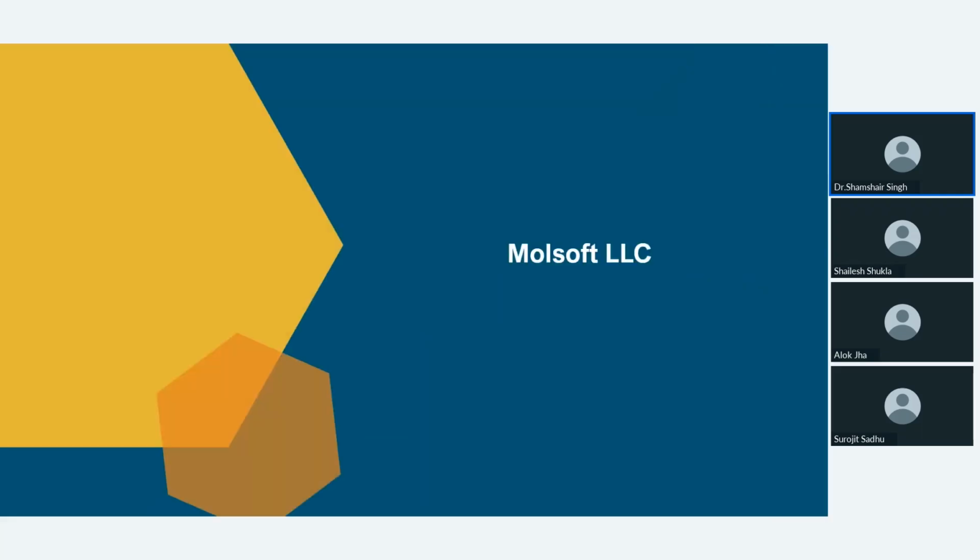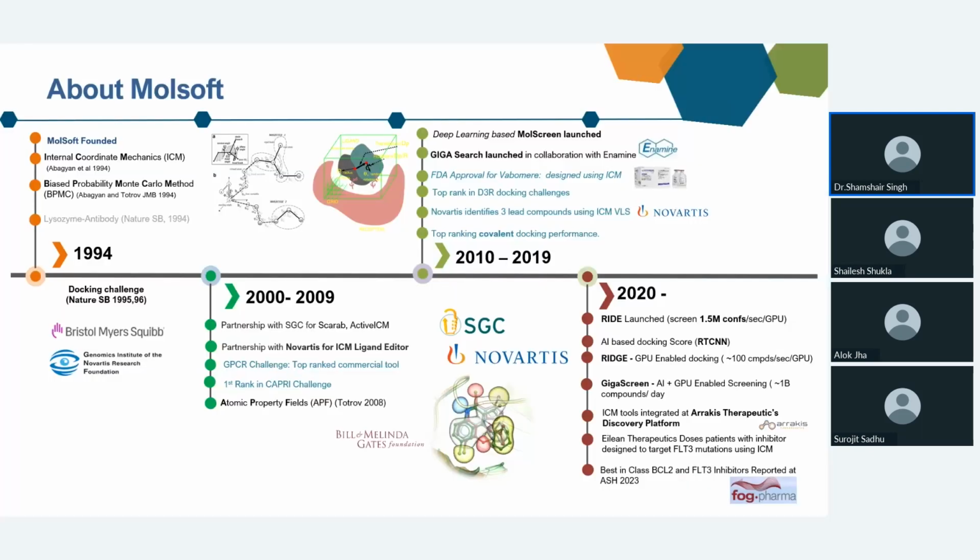So this is, again, many of you might not have heard about Molsoft, which is not a new company. It's a very old company which was founded in the year 1994 by Dr. Ruben Abagyan, who is still a practicing professor till today. At that time, he developed two methodologies called internal coordinate mechanics and biased probability Monte Carlo methods. These two technologies are the backbone and the base of this software.